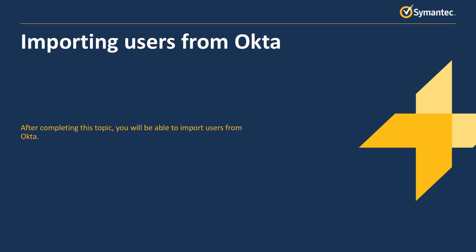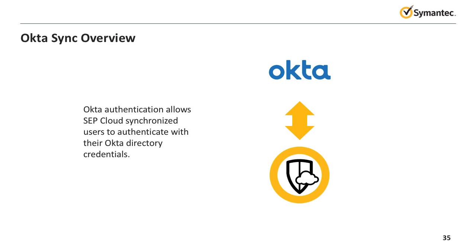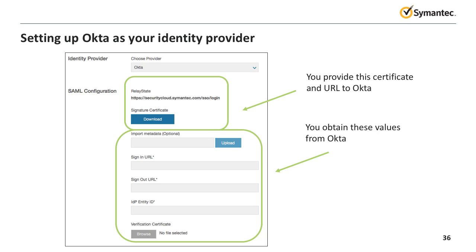This is the Importing Users from Octa topic. After completing this topic, you will be able to import users from Octa into SEP Cloud. Octa authentication allows SEP Cloud synchronized users to authenticate with their Octa directory credentials. At a high level, setting up Octa connectivity is similar to other SAML configuration settings in SEP Cloud. To access the Octa configuration page, navigate to Settings, Identity Provider, Octa.